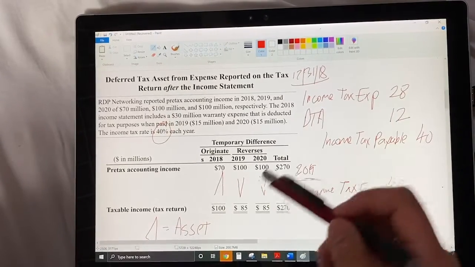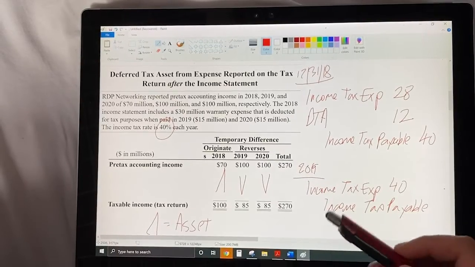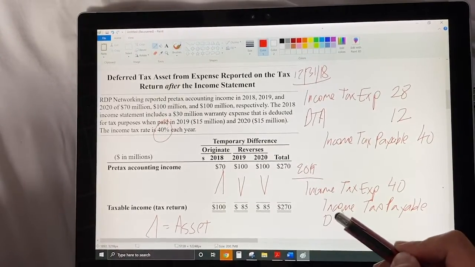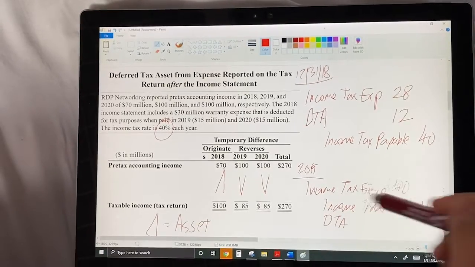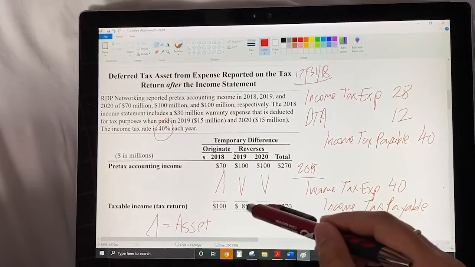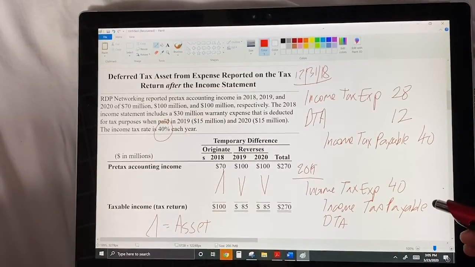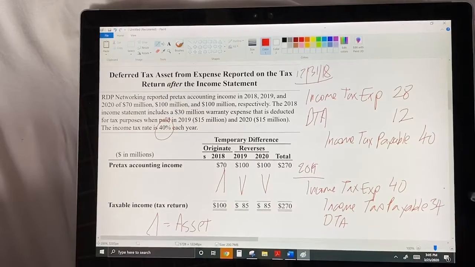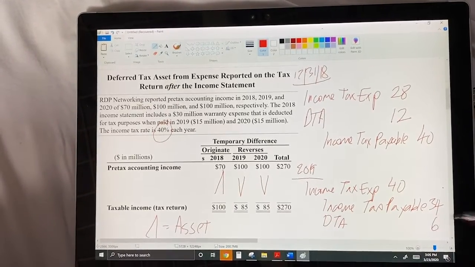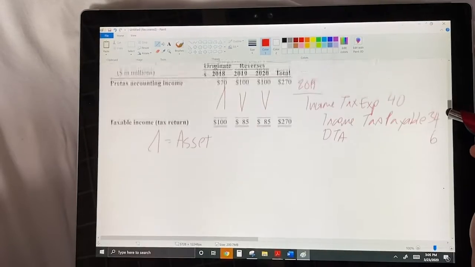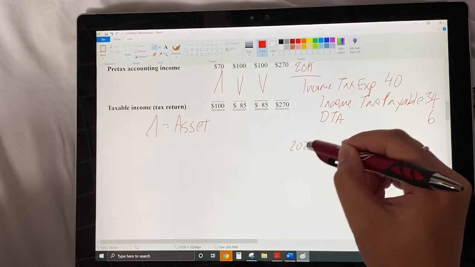So in this case, since now pre-tax accounting income is greater, you know that DTA is going to be over here, but what's the value? Again, it's just going to be the difference between the two. So income tax payable is 85 times the 40%, which is 34. And then now you can just do the difference, which is 6. So that's 2019, and then 2020.